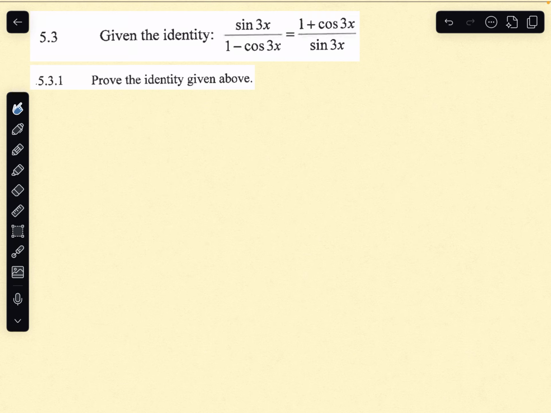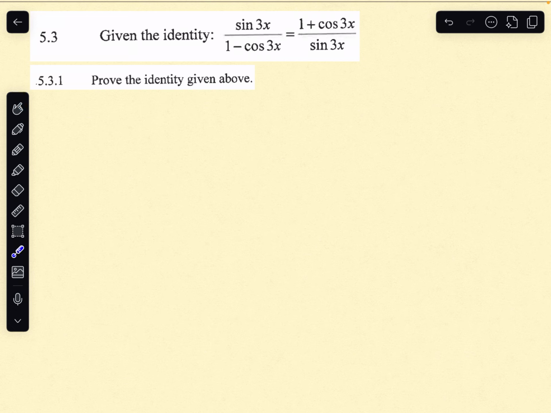Today we are rambling about the May 2022, paper 2 from the department, question 5.3. Given the identity sine 3x divided by 1 minus cos 3x is equal to 1 plus cos 3x divided by sine 3x, the first part of the question asks us to prove this identity.